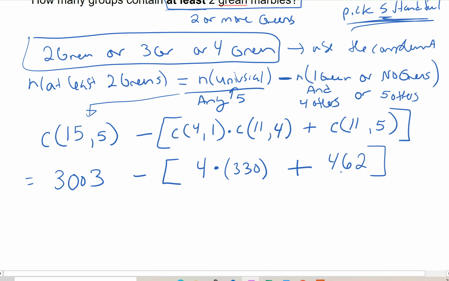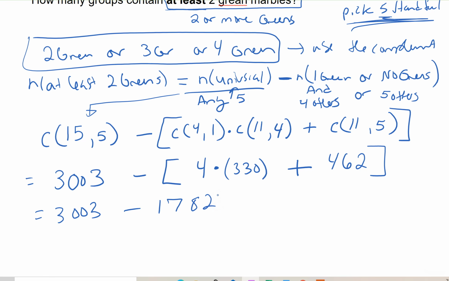Alright, well I'm going to figure this out first so I subtract correctly. Alright, so I multiply 4 times 330, add the 462, and so when I do that, that comes out 1,782. So there are 1,782 handfuls that have 1 green or no greens. Those are the ones I want to throw away.